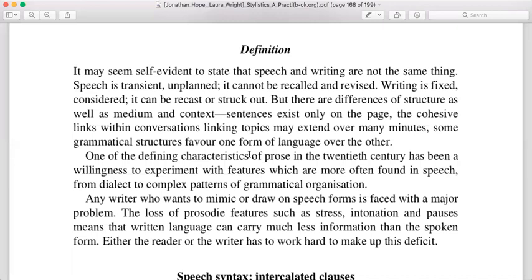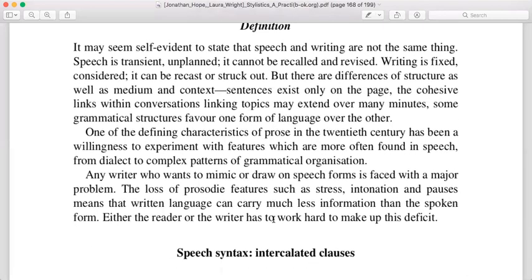experiment with features which are more often found in speech, from dialects to complete pattern of grammatical organization. Any writer who wants to mimic or draw on speech forms is faced with a major problem. The loss of prosody features such as stress, intonation, and pauses means that written language can carry much less information than the spoken form, right?